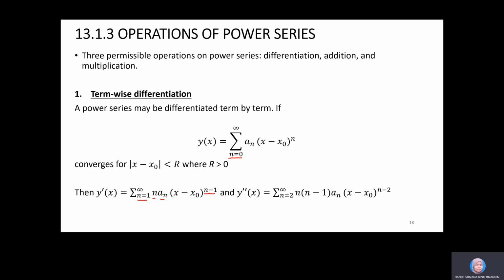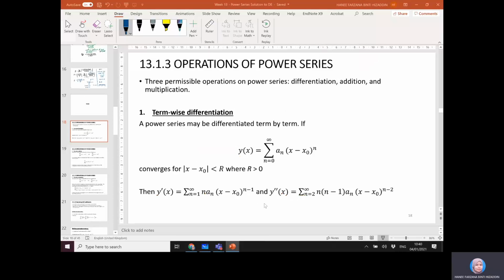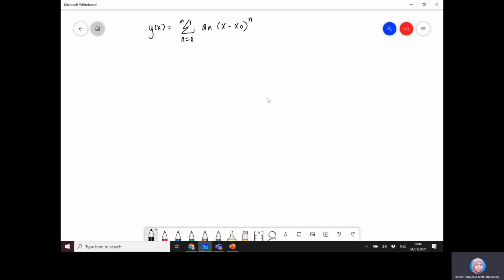You can also differentiate again term by term to get the second derivative of y of x. So you get y double prime of x. Now the power series starts at n equals 2, not n equals 0 or 1, but n equals 2, and then n times (n minus 1) times a sub n multiplied by (x minus x naught) to the power of n minus 2. I'm going to show you how we get to this point, such that y prime starts from n equals 1 and y double prime starts from n equals 2. So let's go to the whiteboard.